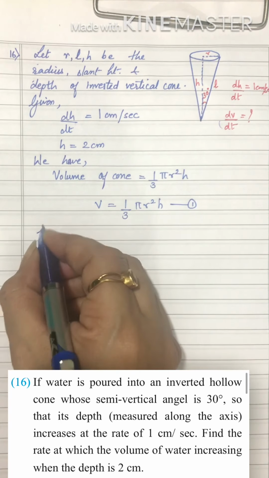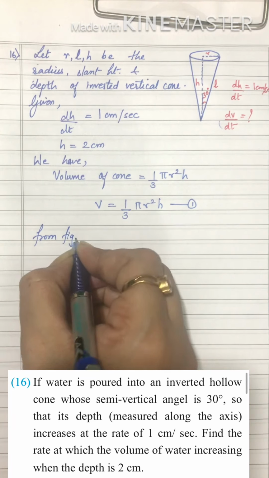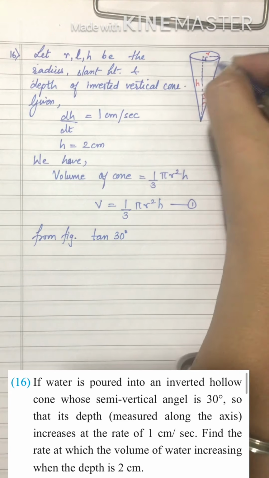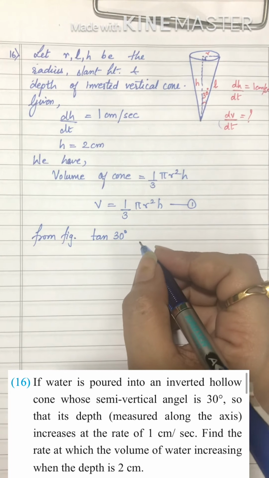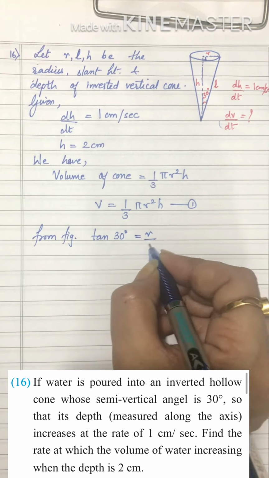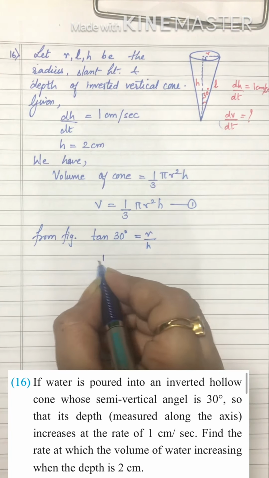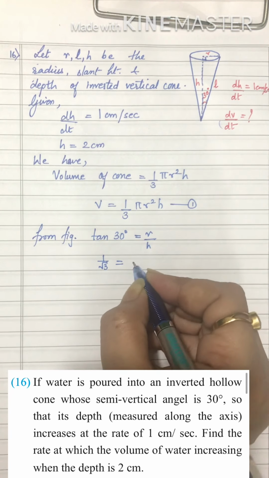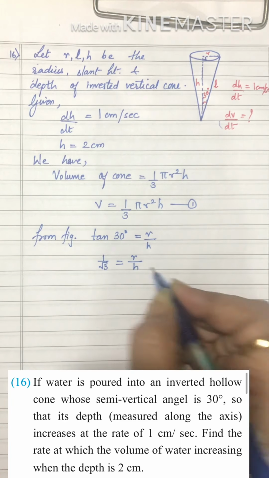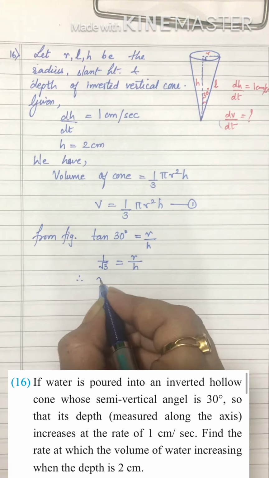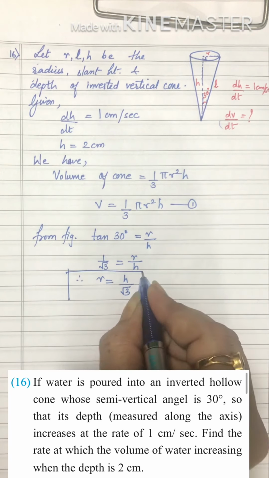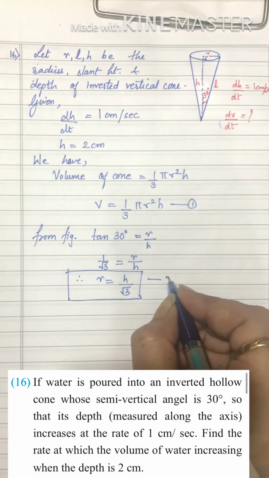So from the figure we have tan 30. This is a right angle triangle here, so opposite upon adjacent. So we have tan 30 is equal to r upon h. Tan 30 value is 1 upon root 3. So we get 1 upon root 3 is equal to r upon h. Now writing r in terms of h, we will get r is equal to h upon root 3. This we will be using to solve the sum further. Let this be statement number 2.